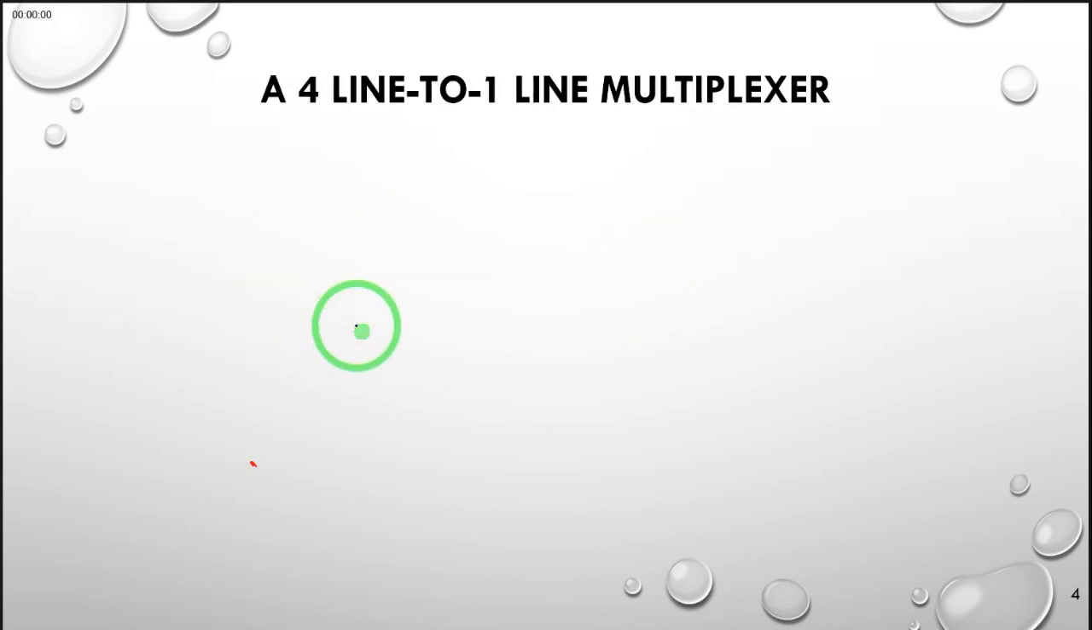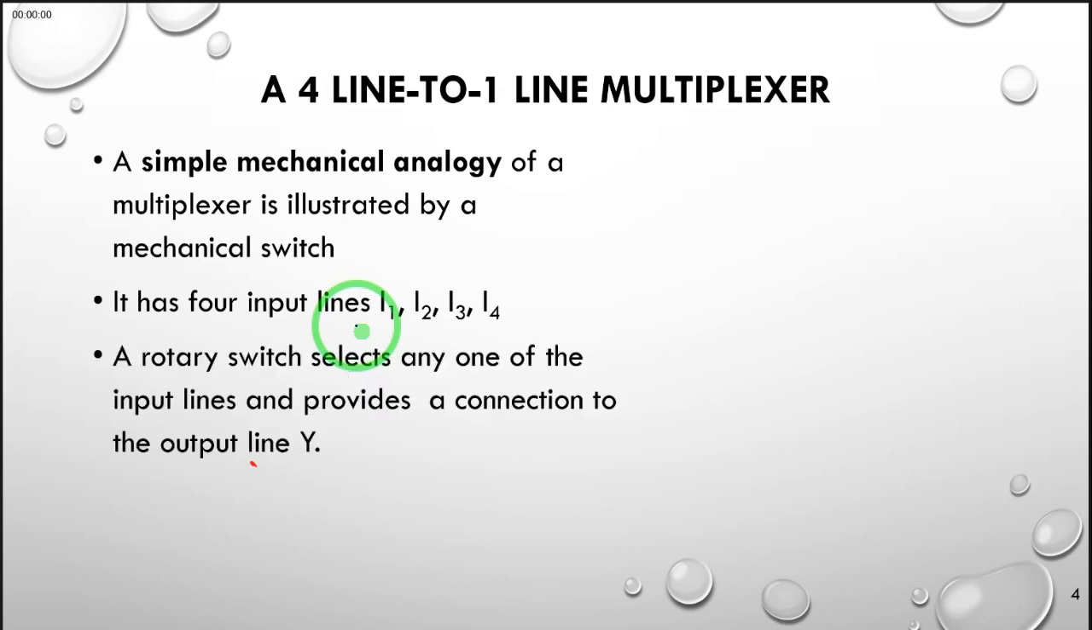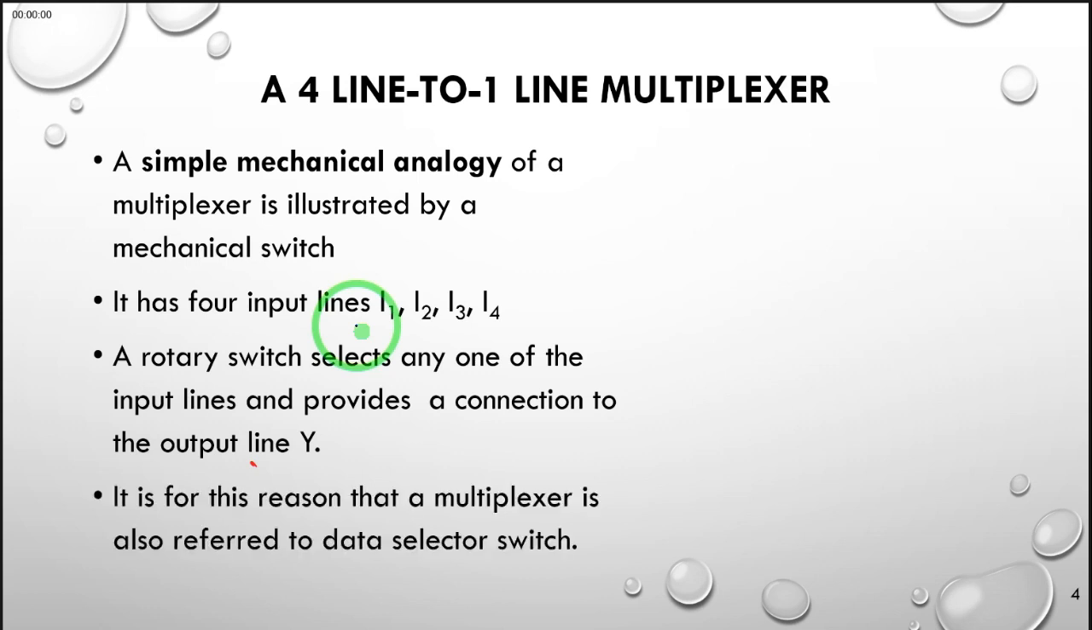We will start with a 4-line to 1-line multiplexer and use our mechanical multiplexer analogy to illustrate its functionality. A simple mechanical analogy of a multiplexer may be illustrated by a mechanical switch that has 4 input lines, I0, I1, I2 and I3, and a rotary switch that selects any one of the input lines and provides a connection to the output line. It is for this reason that a multiplexer is also referred to as a data selector switch.